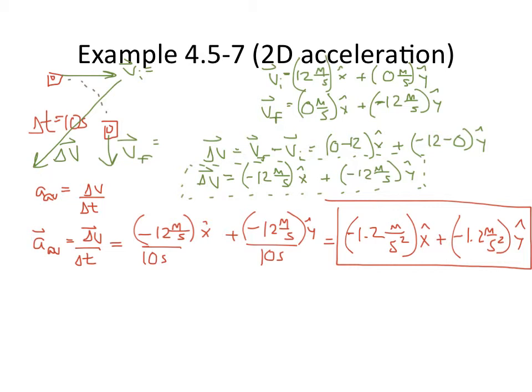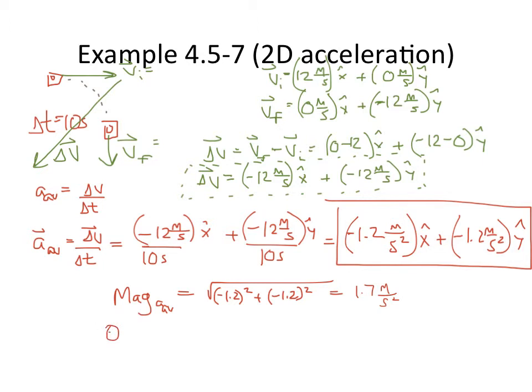What is the magnitude of our average acceleration right here? Well, it's going to be negative 1.2 squared. Remember, we're using the Pythagorean theorem here to get our full magnitude, plus negative 1.2 squared, which gives us a magnitude of 1.7. I'm rounding it to 1.7. Meters per second squared, right? Because it's acceleration.